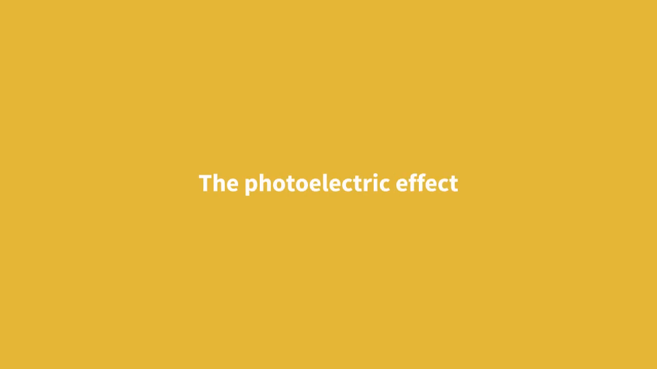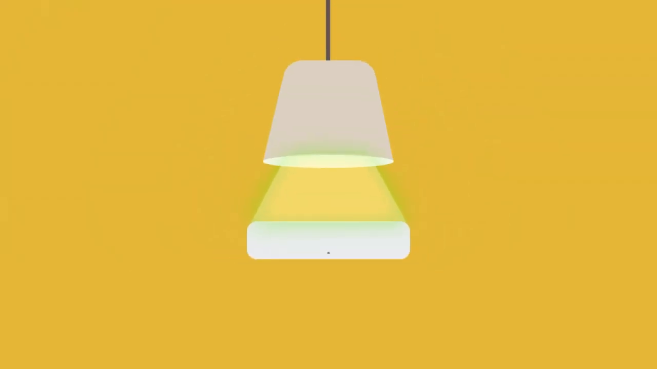The photoelectric effect. As light shines on a metal, these photons interact with the electrons within the metal, transferring their energy. The electron is bound within the metal, but if the energy of the photon is greater than the energy of the forces holding the electron, it is ejected.